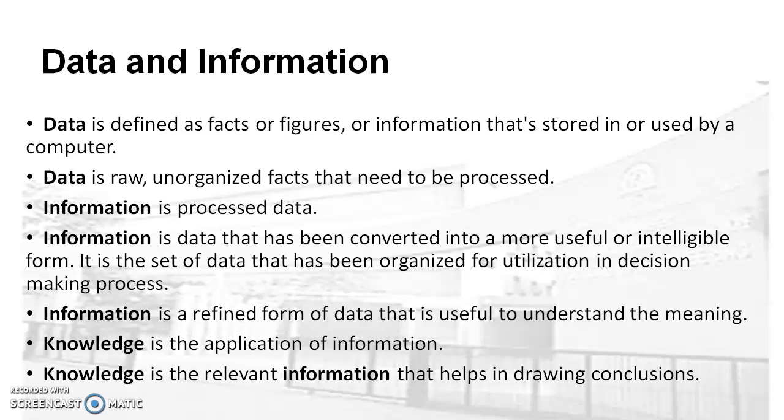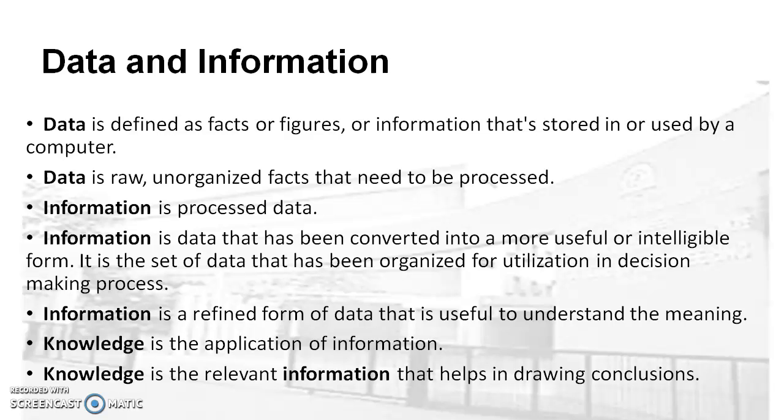You have the concepts of data, information and knowledge. Let's try to understand the difference between these terms. Data is defined as facts or figures or information that is stored in or used by a computer. Basically, data is raw or unorganized and it needs processing, whereas information is processed data. And information is the data that has been converted into a more useful and intelligible form.